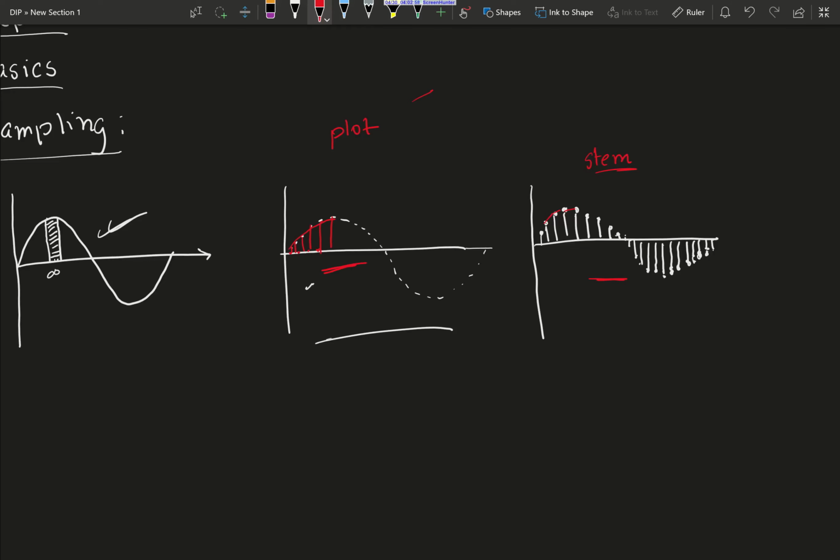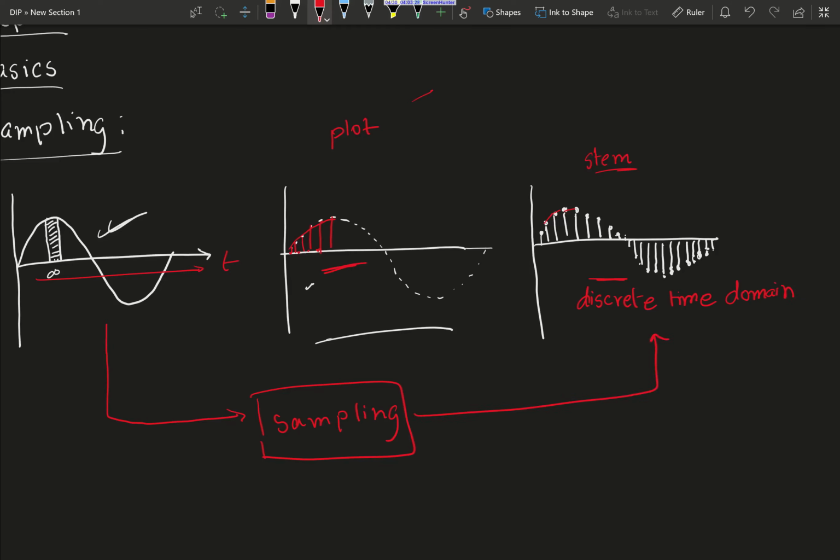What happens in sampling is we take a continuous function and run it through a sampling block that converts the continuous time domain to a discrete time domain. So this is a discrete time domain. After sampling, we're going to get this.